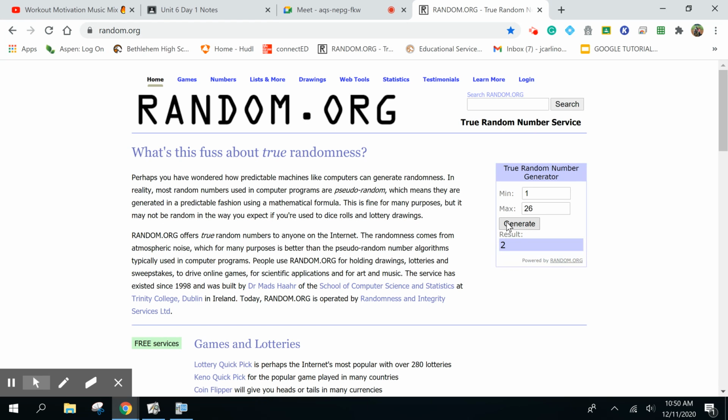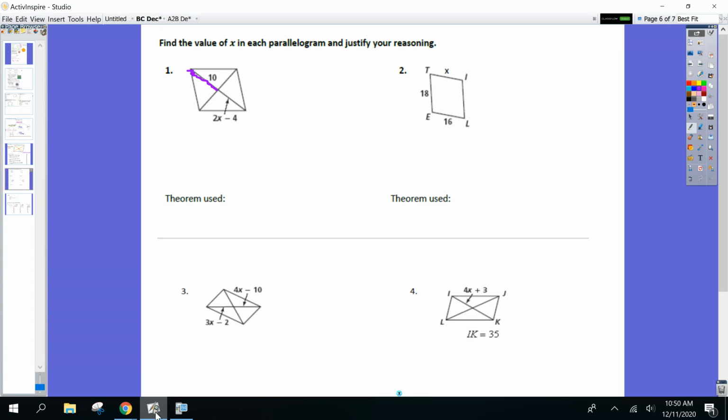Let's rock and roll. Quincy, you're up. Equation to solve: 10 equals 2x minus 4. Okay, I'll get back to how you know why in a second. Let's just find x here. So everyone moves everything around. I got 14 equals 2x. X equals 7.